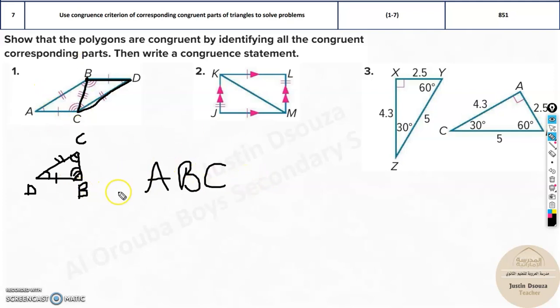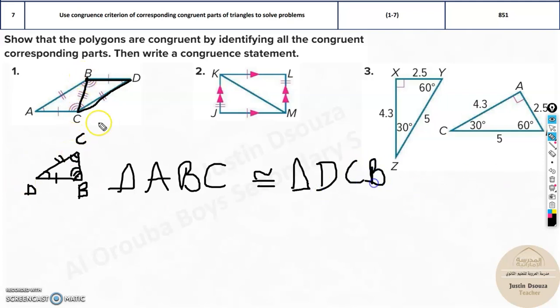The next one, it's triangle ABC congruent to, this is the symbol, triangle which one? A is D, the corresponding part. B is C over here, and lastly we have C as B. So this is the exact correct answer. Triangle ABC is congruent to triangle DCB.